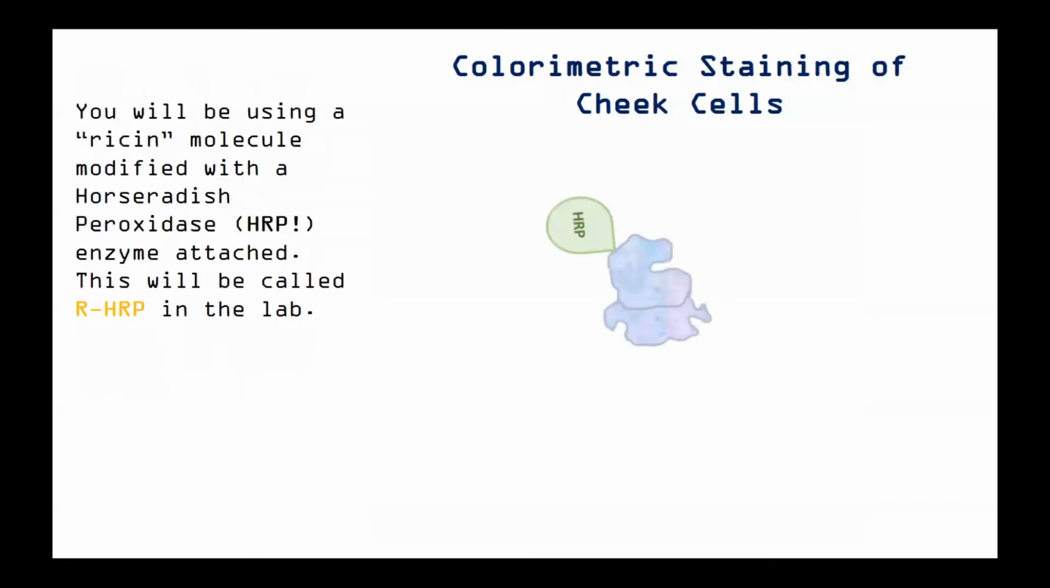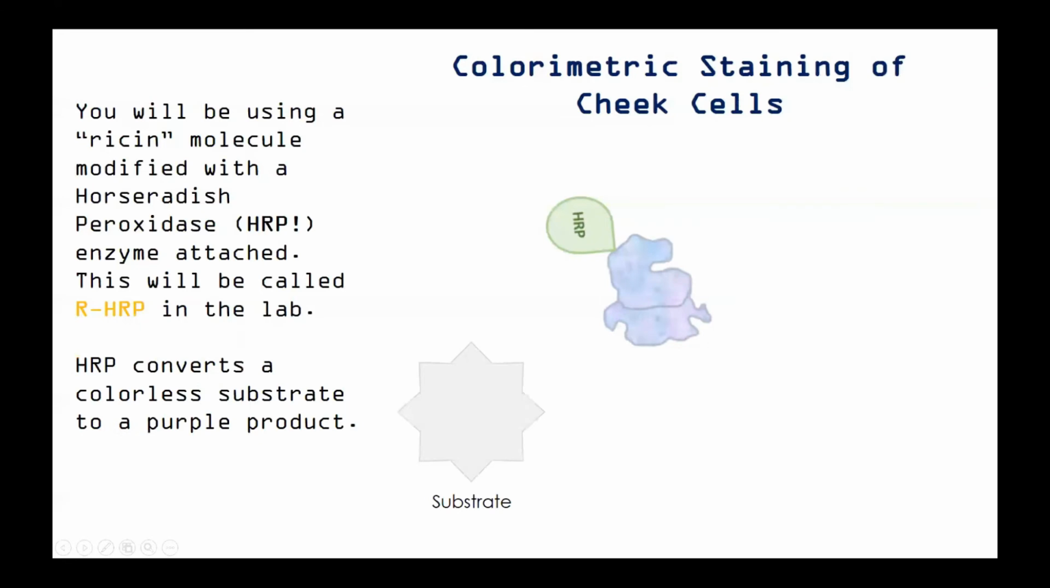To start the protocol, you'll be given a ricin-like molecule. It won't be ricin, it will be harmless, that will be modified. So here's our actual ricin mimic. You can see kind of the ghost of the A chain and the B chain. And it will be attached to another enzyme called horseradish peroxidase. Horseradish peroxidase is really useful, and we use it a lot in cell biology for reasons we'll see in a moment. We may call this our HRP in the lab.